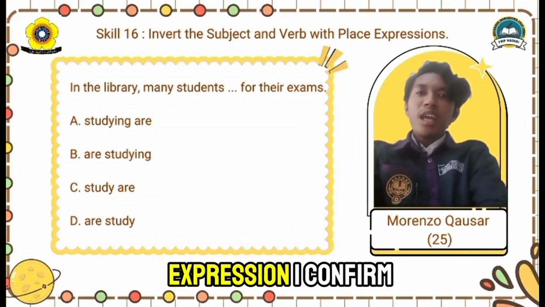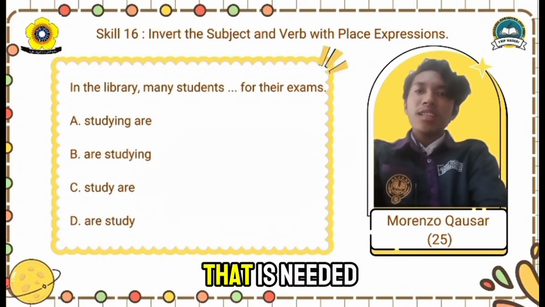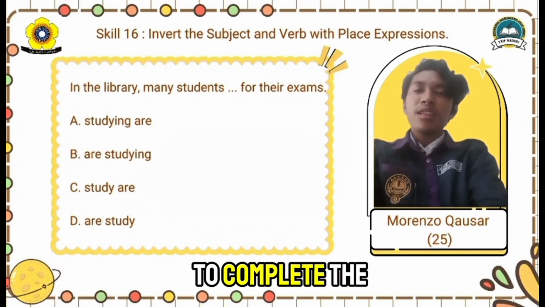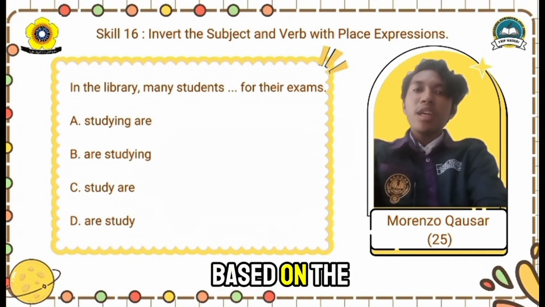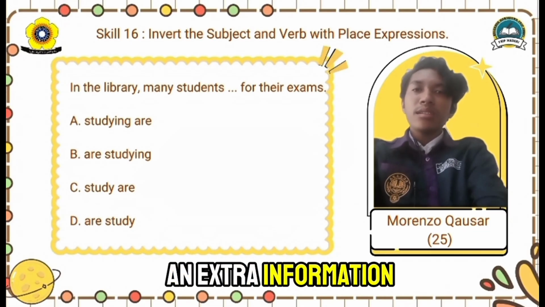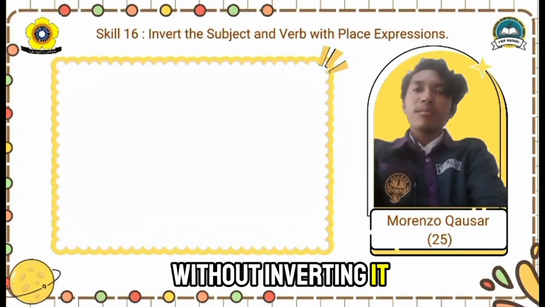When a place expression at the front of a sentence contains extra information that is needed to complete the sentence, the subject and verb that follows are not inverted. Based on the question, "in the library" is extra information, so the sentence is still complete without inverting it.